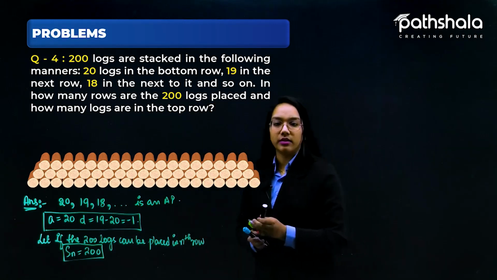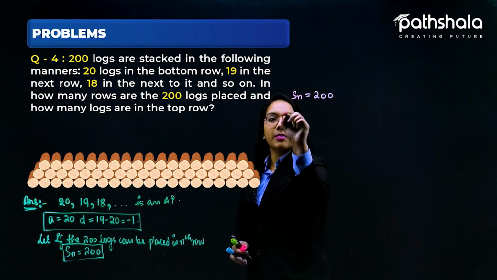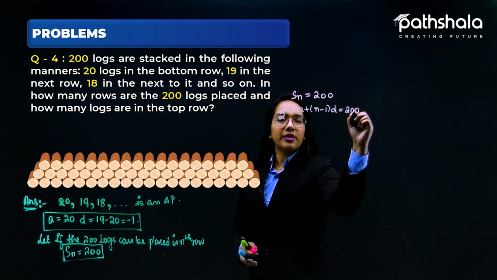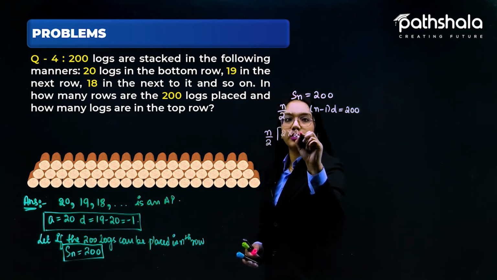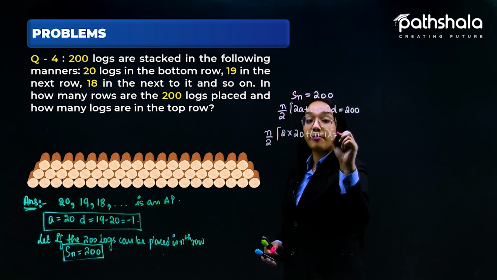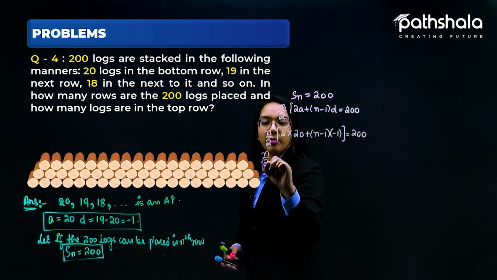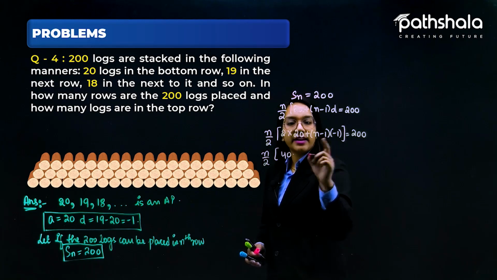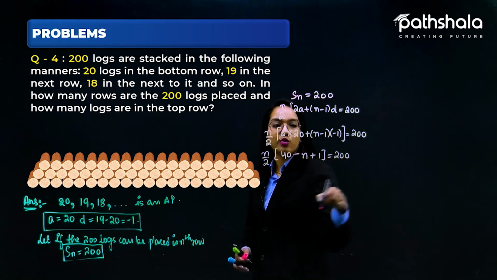So let's calculate. Sn is equal to 200, which means n by 2 into 2a plus n minus 1 into d is equal to 200. Let's plug in all the values over here. So this would be n by 2, 2a, a is 20, plus n minus 1, common difference is minus 1, equal to 200. Now again we have n by 2 into 40 minus n plus 1, which is equal to 200. So let's take the value of n towards the other side.